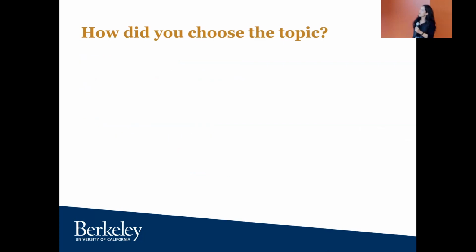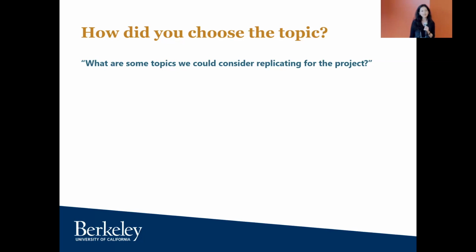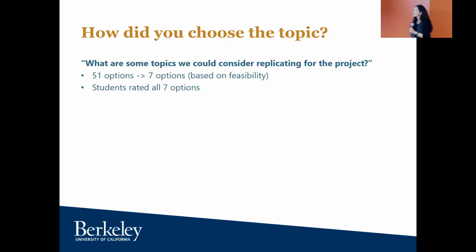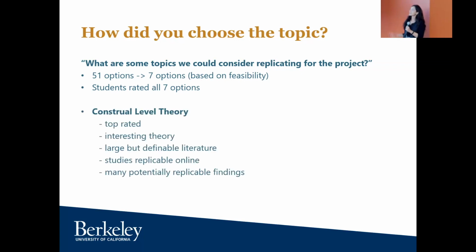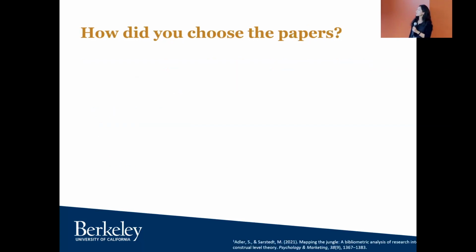So how do we choose the topic? We asked the students, all 20 of them, which are some topics you would like to consider replicating for the project. There were 51 options given. We narrowed it down to 7 just based on how feasible they would be to do and if there was a large enough literature that we could replicate. Students rated all options, and construal level theory came out at the top. And we generally thought that it was an interesting theory, with a large but definable literature. We could replicate the studies online. All the studies were conducted online. And we did think that it had some evidentiary value, so we wanted to test that out.